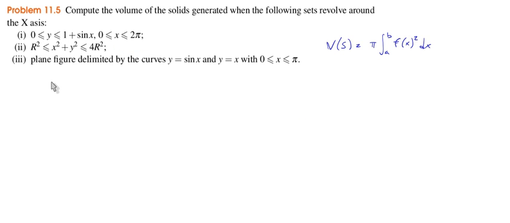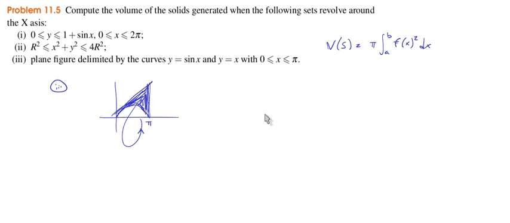Okay, and finally, the plane figure delimited by the curves y equals the sine of x and y equals x, with x between 0 and pi. Okay, so between 0 and pi the sine does something like this, right? And x does something like this. This would be a line, right? So this is this figure. It looks like a trumpet somehow, right? So you're rotating this around the x-axis.